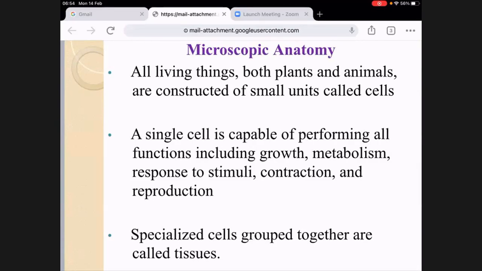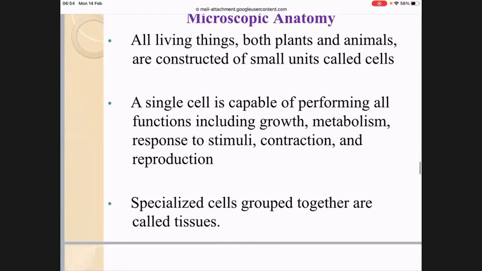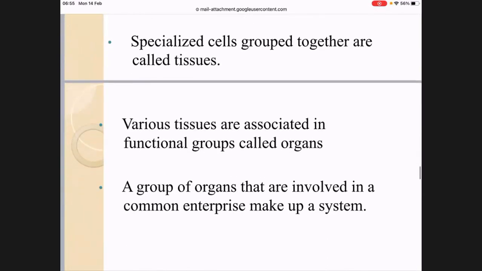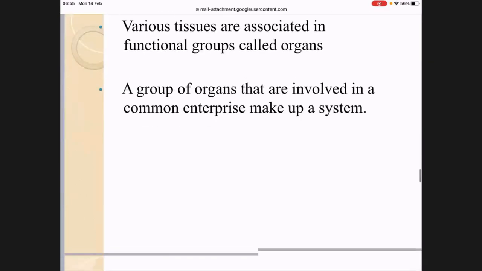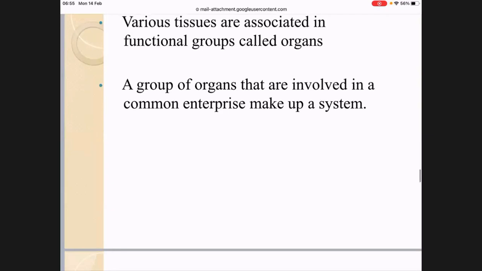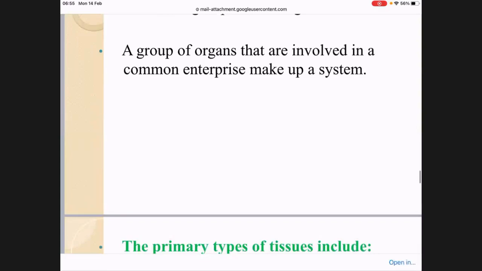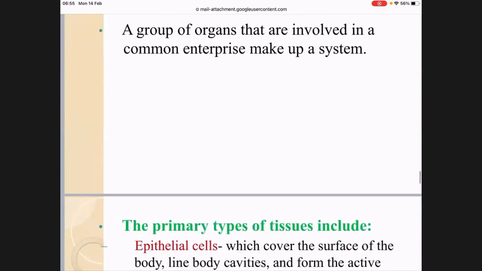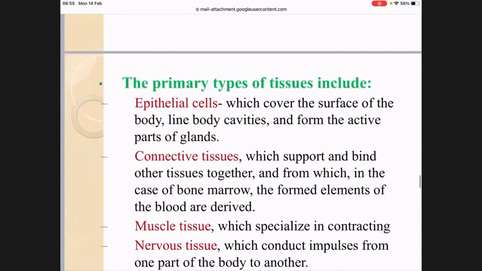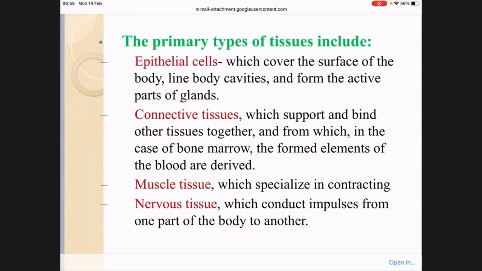A single cell can perform all functions, including growth, metabolism, responding to stimuli, contraction, and reproduction. A group of cells forms tissue. Various tissues associated in a functional group to perform a function form an organ, and a group of organs involved in a common enterprise make up a system. There are four primary tissue types: epithelial, connective, muscle, and nervous tissue.